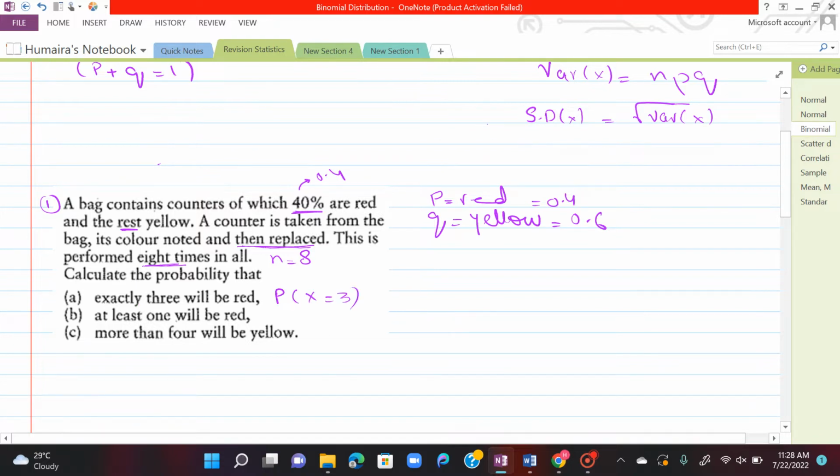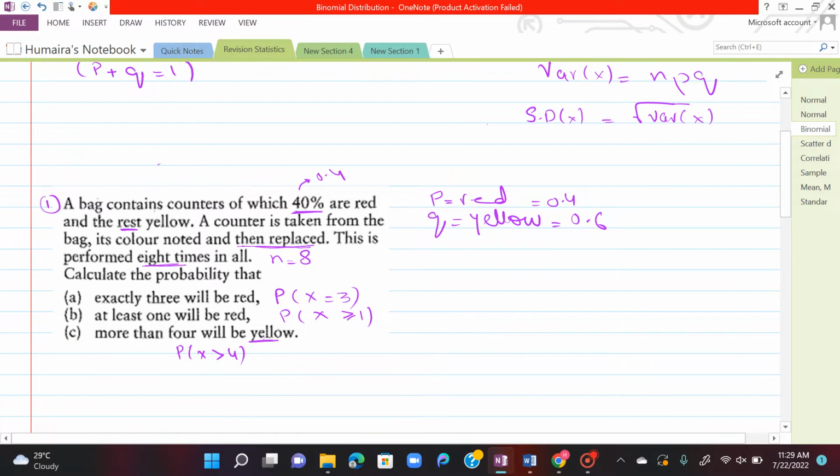At least 1 will be red. This is the probability of red. At least 1 red means it should be 1 or more than 1 red. And here it's for the yellow. When I'm talking about the yellow, remember the P and Q values are going to change, but what they are asking over here is more than 4. Okay, more than 4 will be yellow.